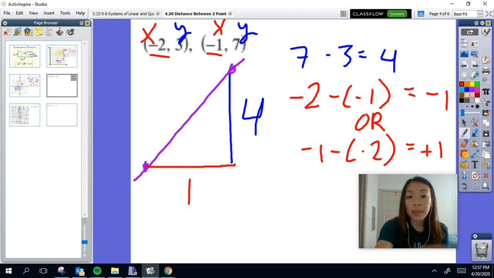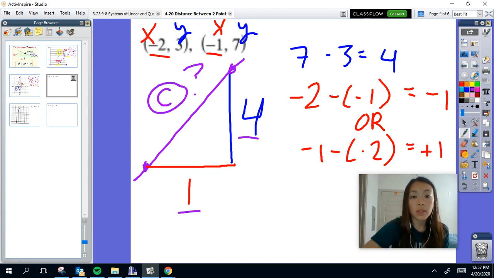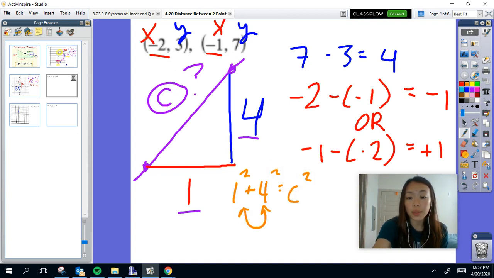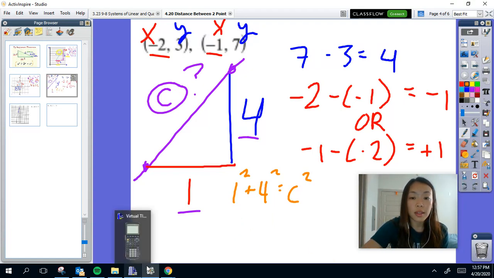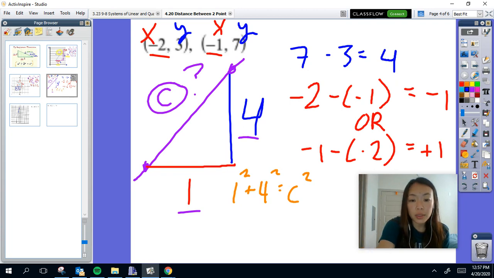So I know that my triangle might look something like this: a 4 for the difference of y's, a 1 for the difference of x's, and I'm still trying to find out what c equals. If I set that up, a squared plus b squared equals c squared. And remember that these can go in whatever order you want. The 4 could go first if you wanted. I can do this in my head: 1 squared is 1, 4 squared is 16. 1 plus 16 is 17, which equals c squared.